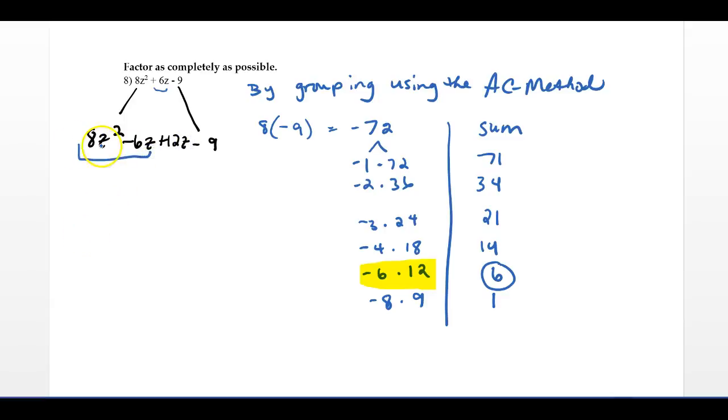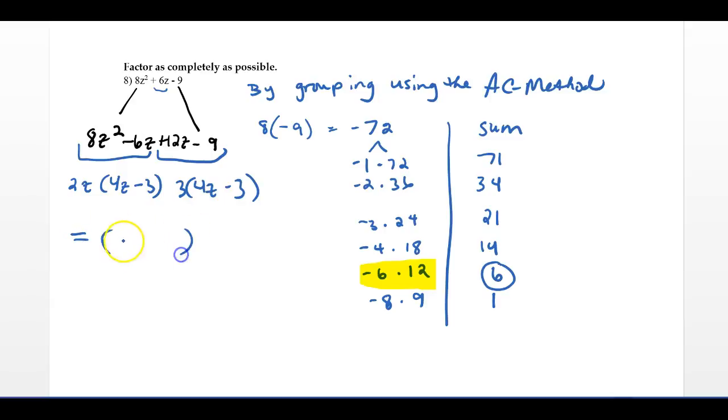The GCF of 8z squared minus 6z is 2z. After factoring out the GCF, that leaves us with 4z minus 3. The GCF of 12z minus 9 is 3. And after factoring out 3, we're left with 4z minus 3. So we know that we've grouped correctly since we have matching common factors.